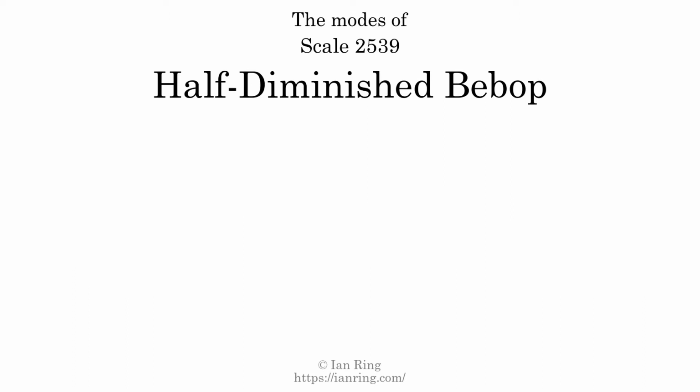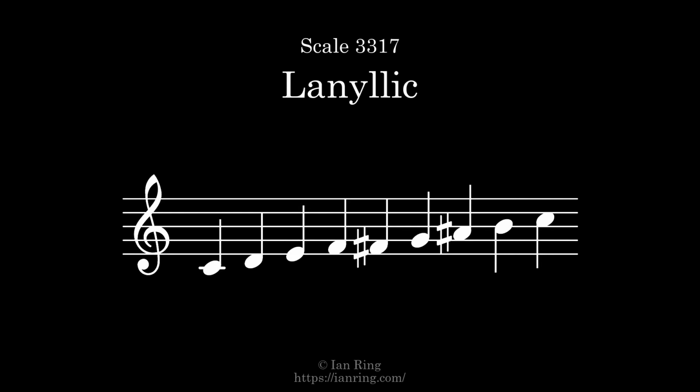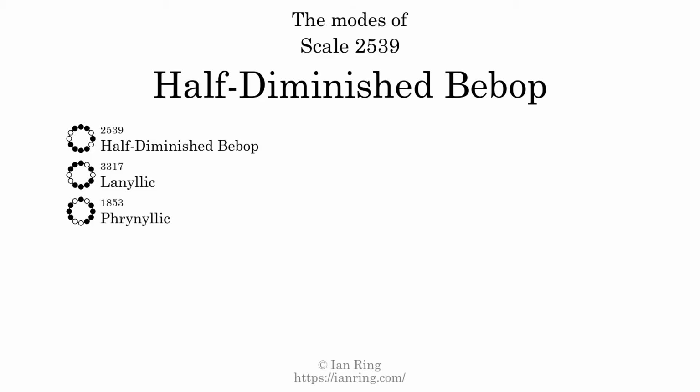This scale has 8 modes. The first mode is itself. The second mode is scale 3317, also known as Linealic. It sounds like this. The third mode is scale 1853, also known as Phrenilic. It sounds like this.